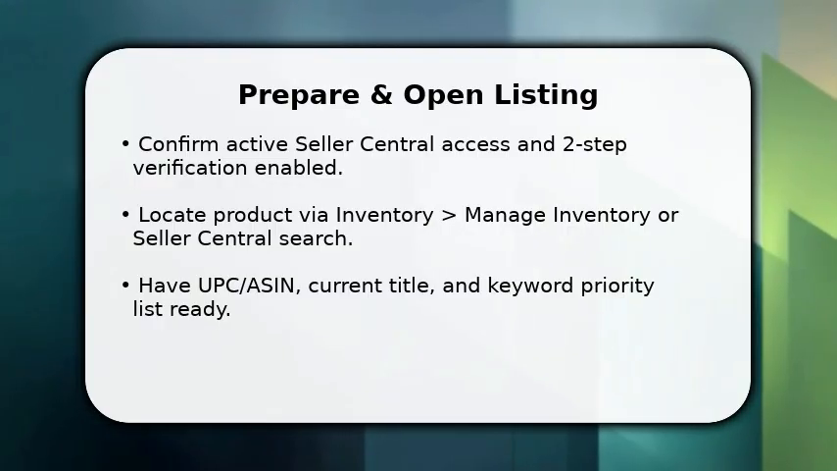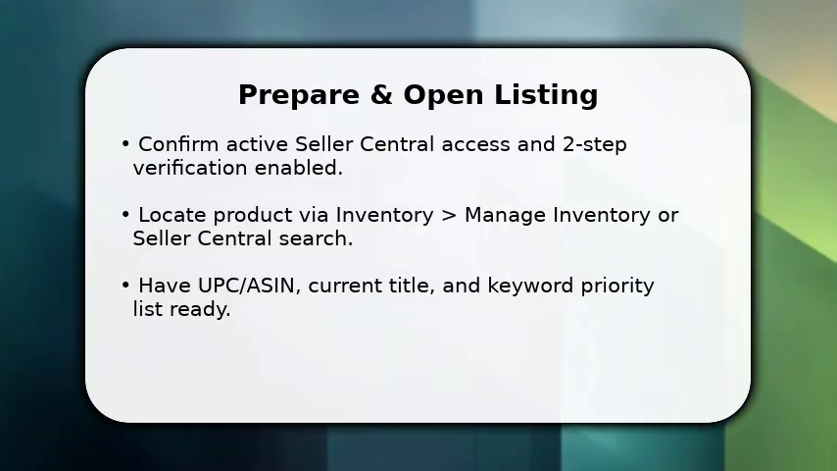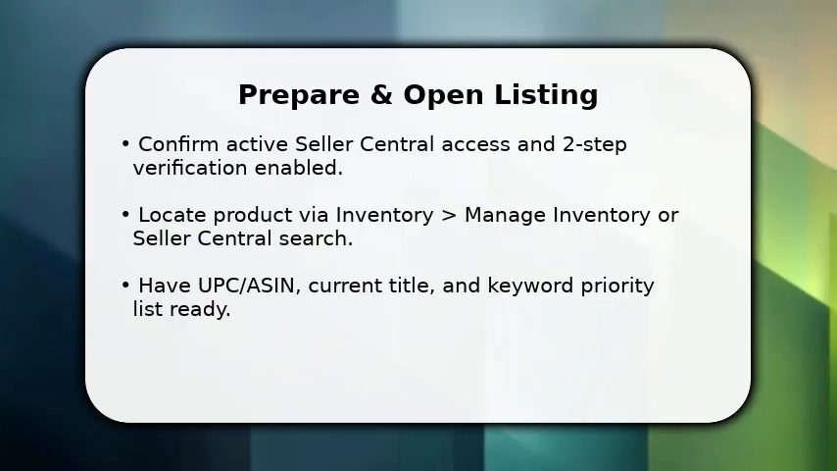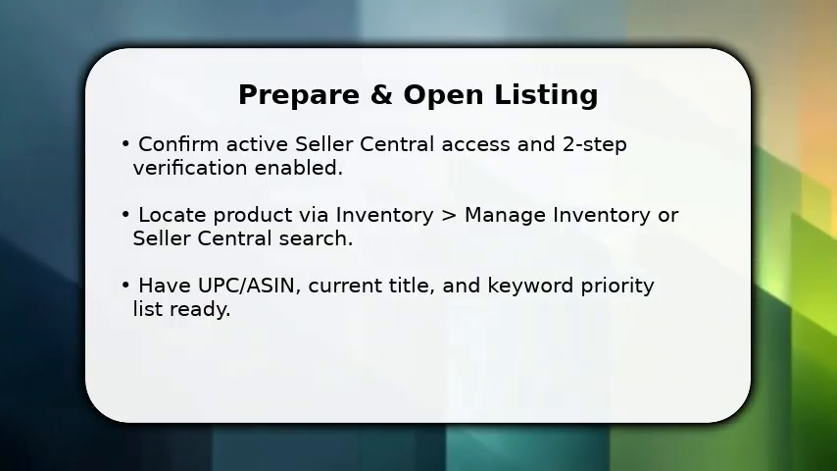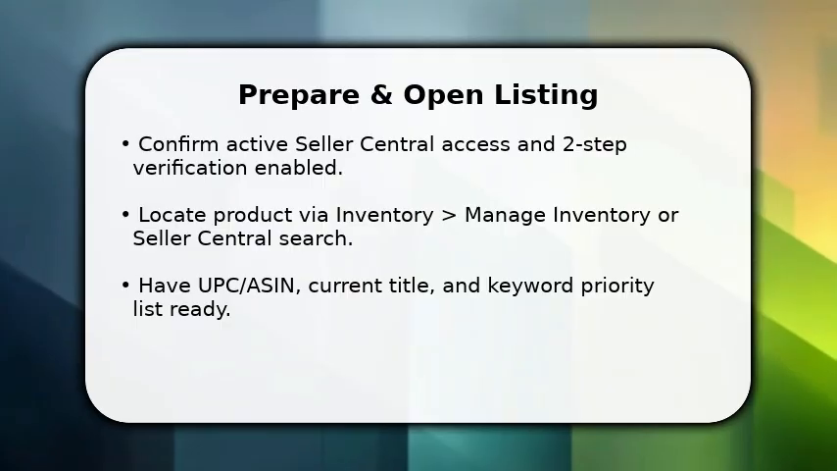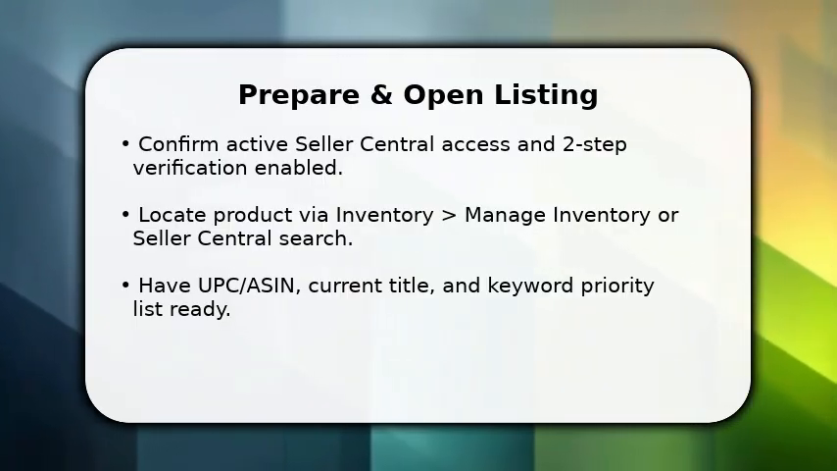You're signed into Seller Central and already have the ASIN. Start now. Go to Inventory, choose Manage Inventory, and open the Product Edit page. Once open, switch to the Edit option and focus on the vital title field. You'll replace or refine it.